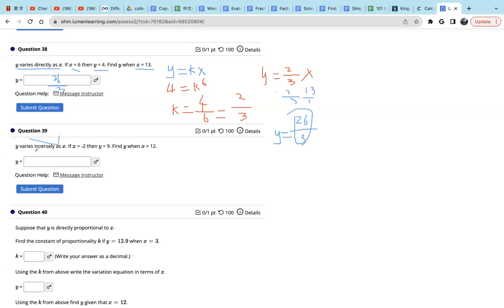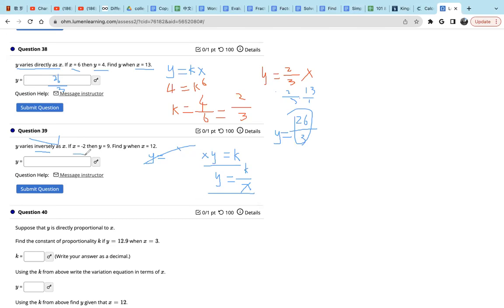39 similarly, but varies inversely. Let's write it this way. Varies inversely means x times y equals k, or y equals k divided by x. This is what is meant by varies inversely. Okay, we can use either one of these formulas.